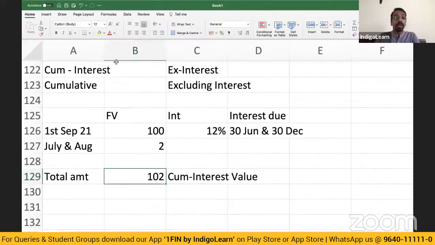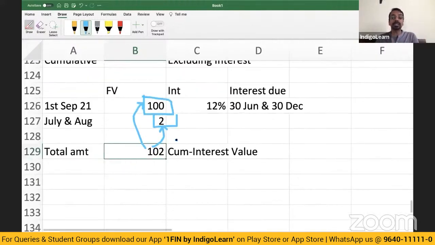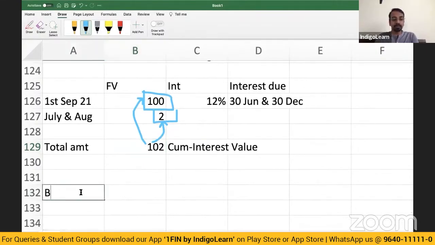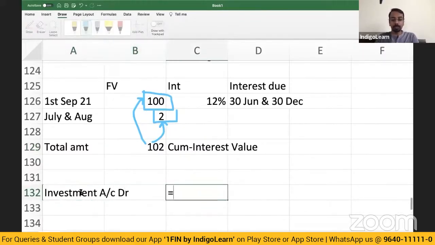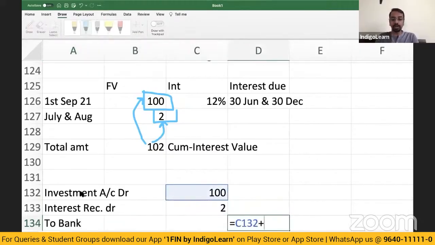Okay. Now you paid 102. Why did you pay 102? You paid 102, 100 towards principal or face value or investment cost, 2 towards the interest portion, right? So you'll split that and you will account the investment at 100, and this 2 will be considered as interest receivable. So the entry would be investment account debit, which is 100, interest receivable debit, which will be 2, and to bank, which will be 102.